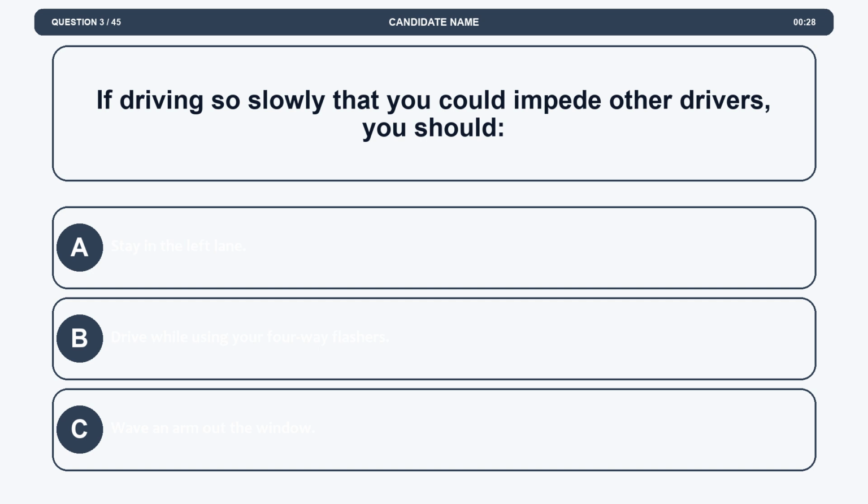Option A. Stay in the left lane. Option B. Drive while using your four-way flashers. Option C. Wave an arm out the window.